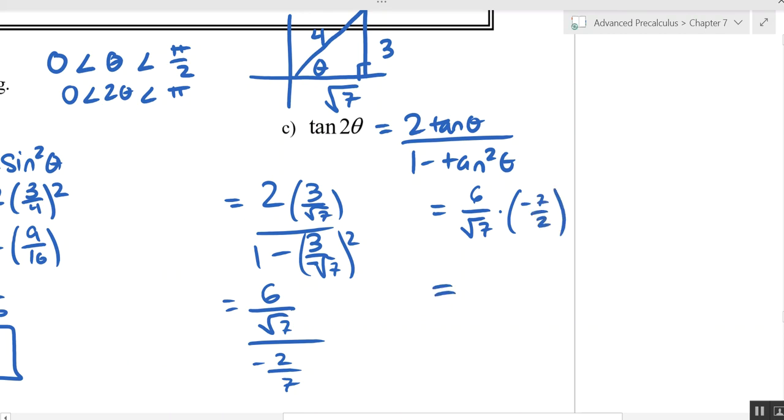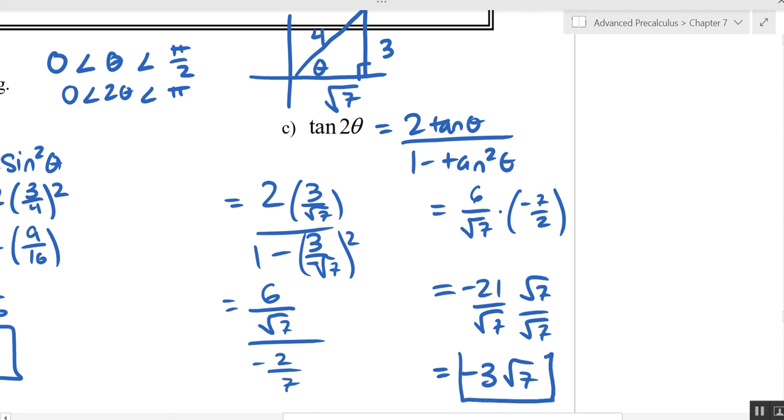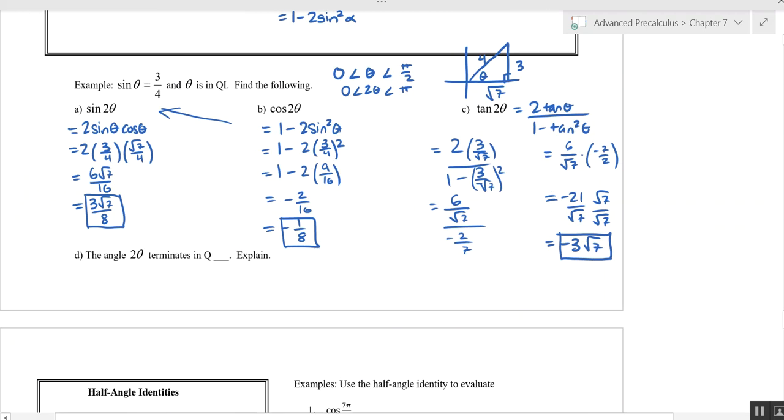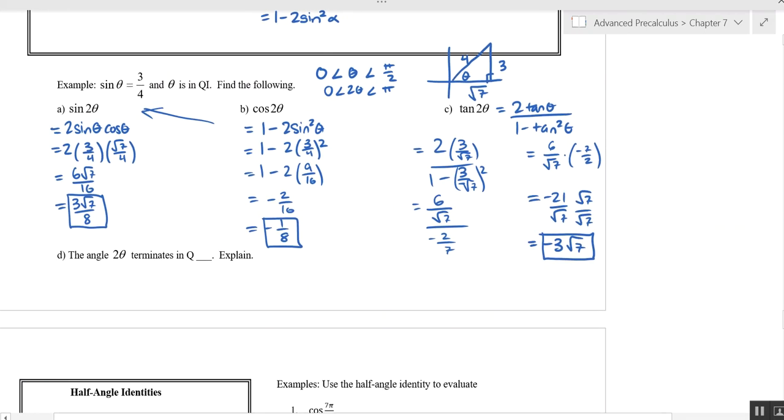And once you simplify this, it looks like we get negative 21 over root 7, and rationalize. Our final answer is negative 3 root 7 when we reduce. So think about what's going on here. Sine is positive, cosine is negative, and tangent's negative. Clearly we're in quadrant 2.